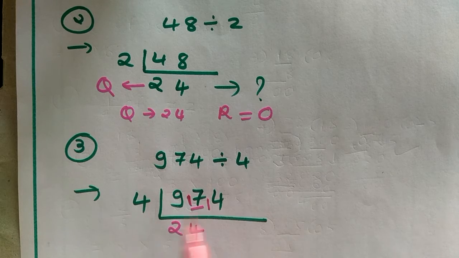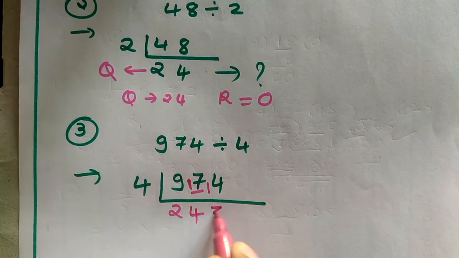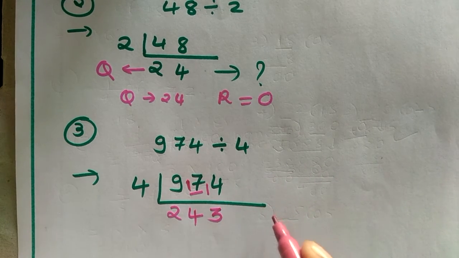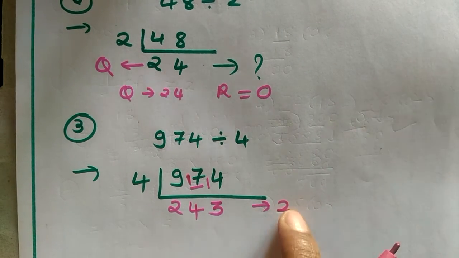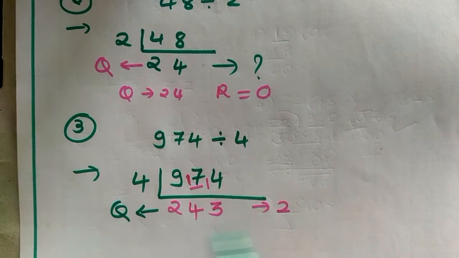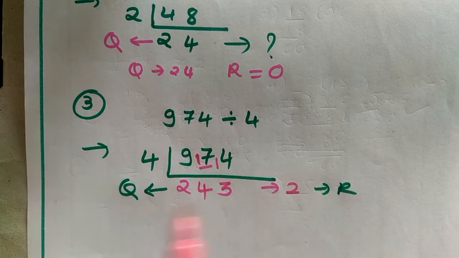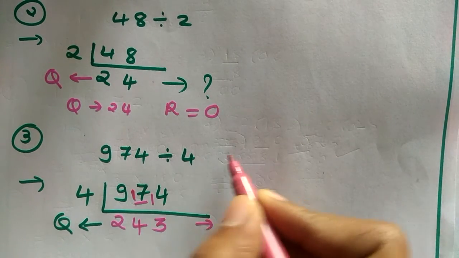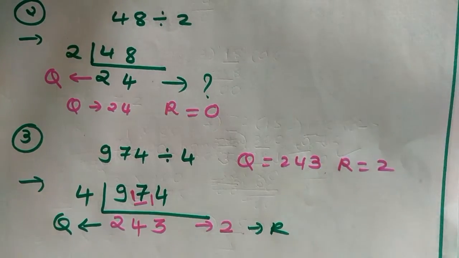Then say the table of 4 till it comes 14. But 14 won't come. So 4 3s are 12. So the remainder will be 2 because 14 minus 12 is 2. So here we'll write the remainder by showing the arrow. So the final remainder you have to keep as it is. So here the quotient is 243 and this is the remainder. So always show the quotient like this with this arrow and the remainder with this arrow. So when we divide this, the quotient is 243 and the remainder is 2.